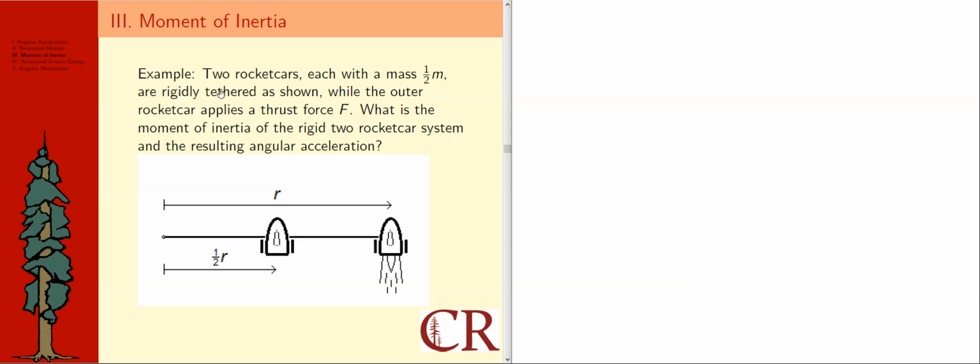Anyway, it says here it's rigidly tethered, because we want to imagine this is a model for a rigid body, while the outer rocket car is applying a thrust force F. It says, what is the moment of inertia of the rigid two rocket car system and the resulting angular acceleration? So let me start with the moment of inertia part. The concept is that we're going to sum over mass times radial distance squared for each of these.